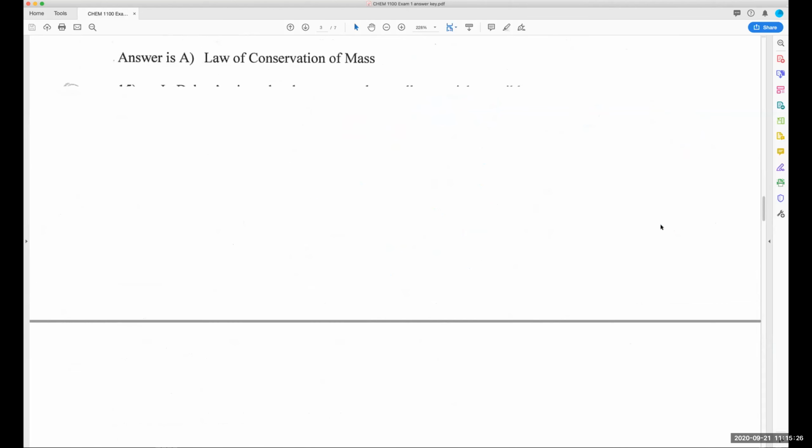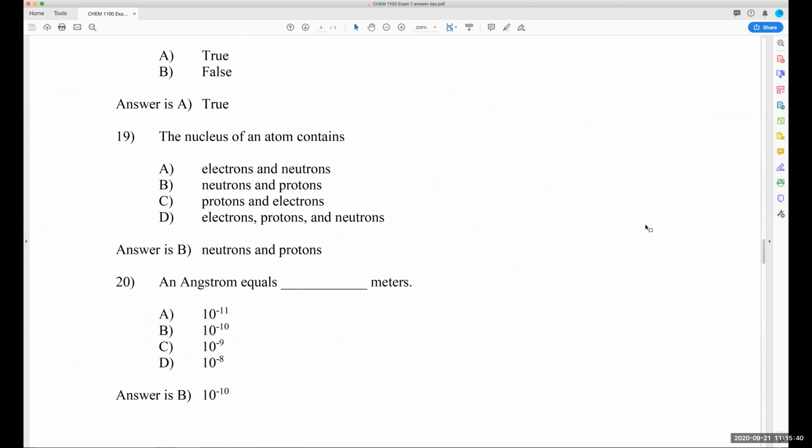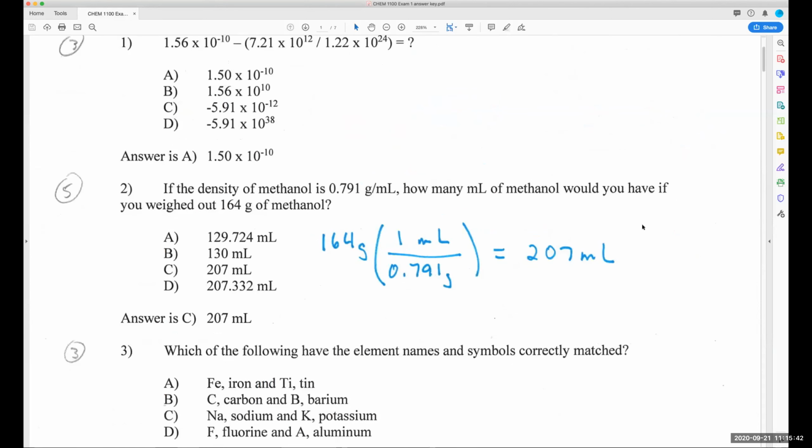In Dalton's view, the electron was the smallest particle possible. That was false. He thought it was the atom, and that was actually one of the weaknesses in his theory. Cathode rays.